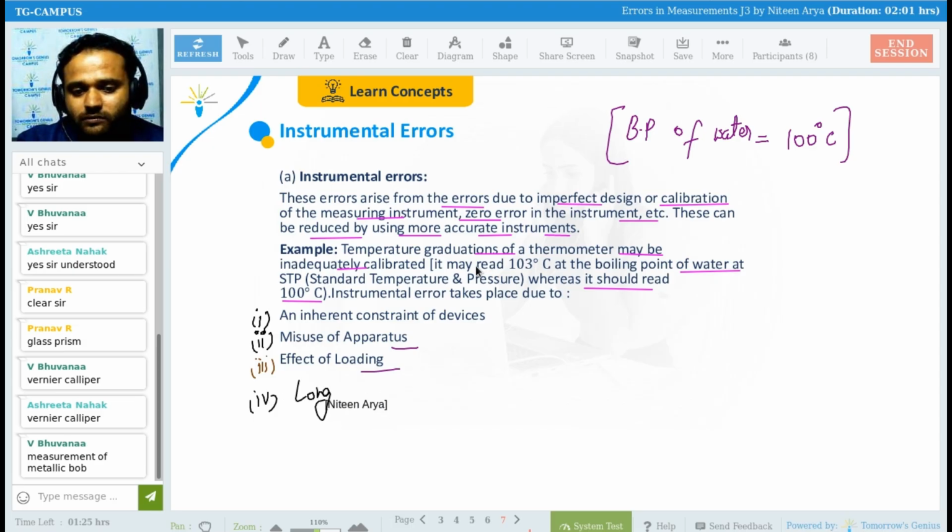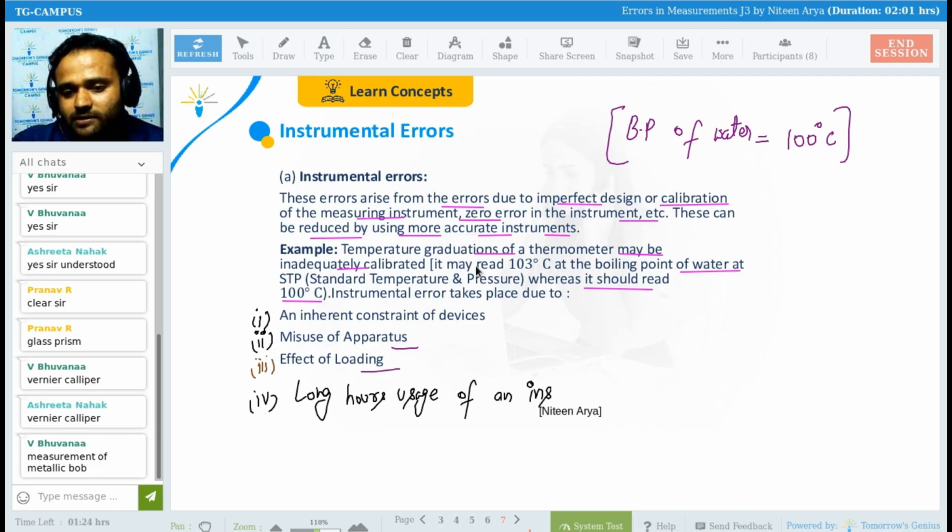Sometimes the effect of load, or using it a maximum number of times. Suppose you are using one instrument so many times, that is going to make it faulty also. I'll give you the fourth one also: long hours of usage of an instrument. What does that mean? If you have a single instrument and you are using it many times.